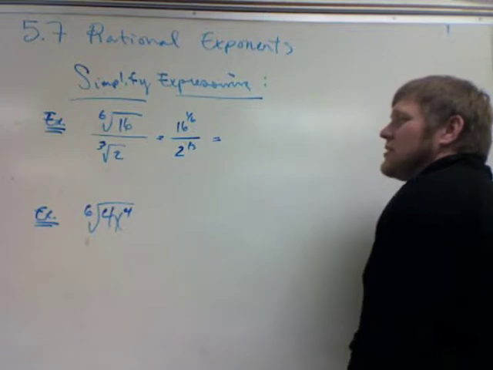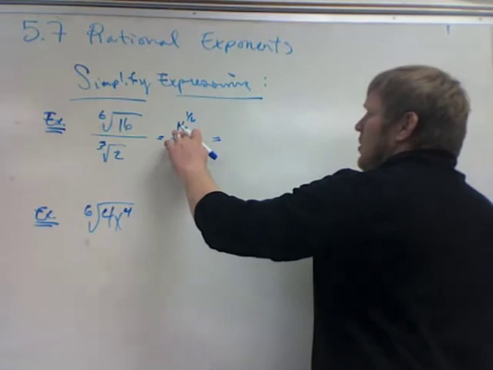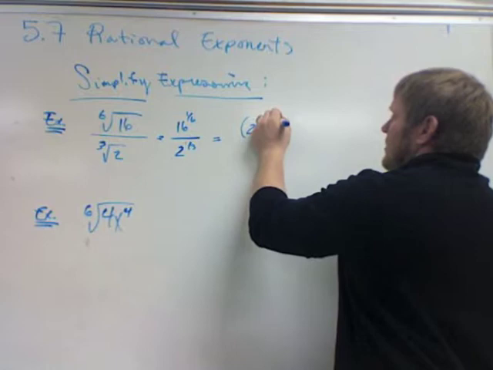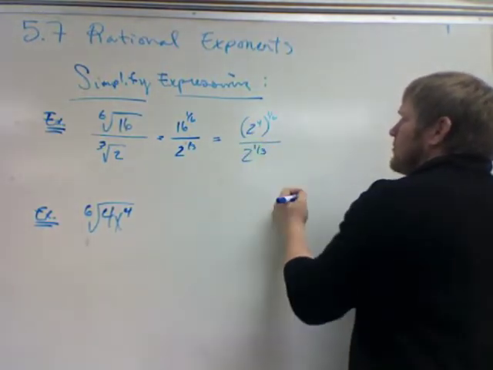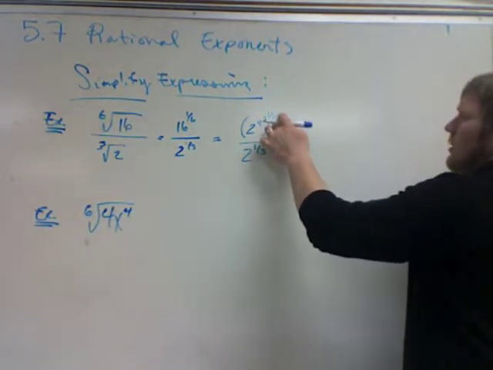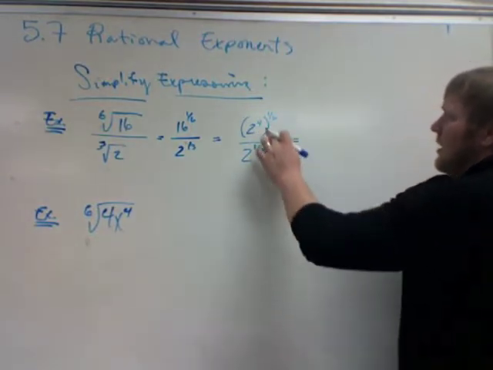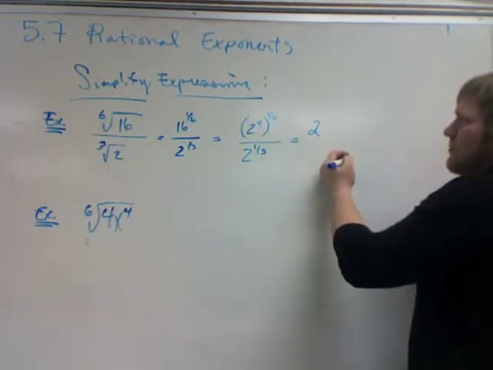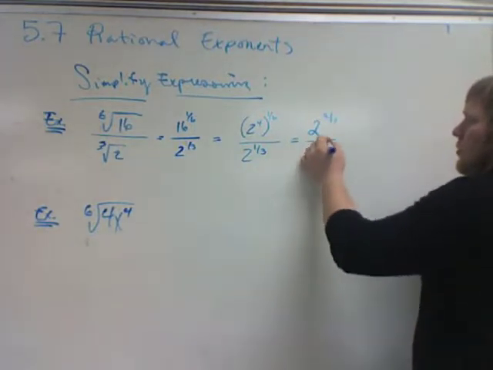2 to the 4th. 2 to the 4th is 16, right? So rather than writing 16, I'm going to say 2 to the 4th, to the 1/6, divided by 2 to the 1/3. And then a power of a power, what do we do? Multiply. Power of a power, you multiply exponents. I get 4 times 1/6, which is 4/6, which is actually 2/3.